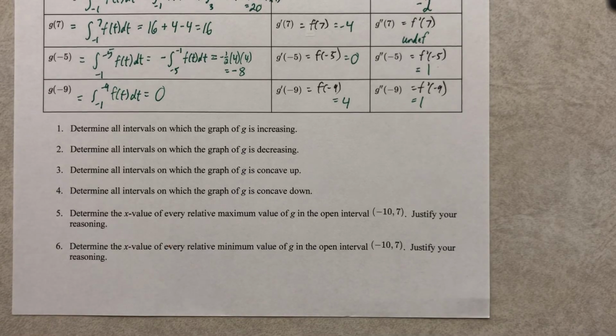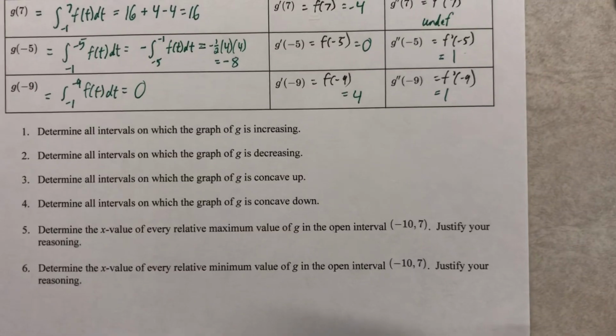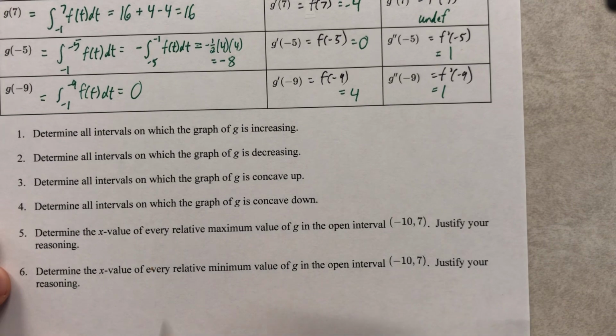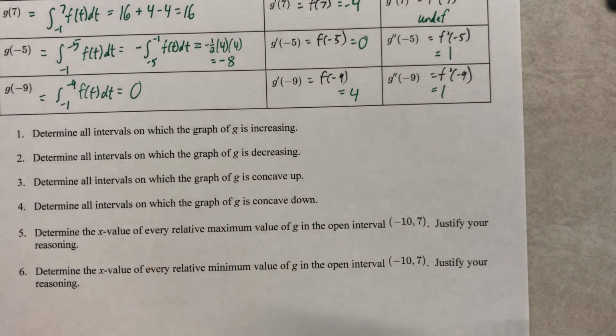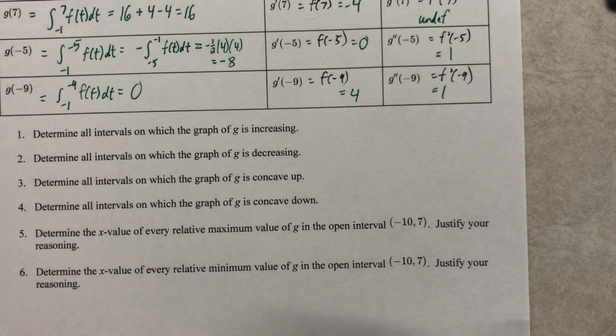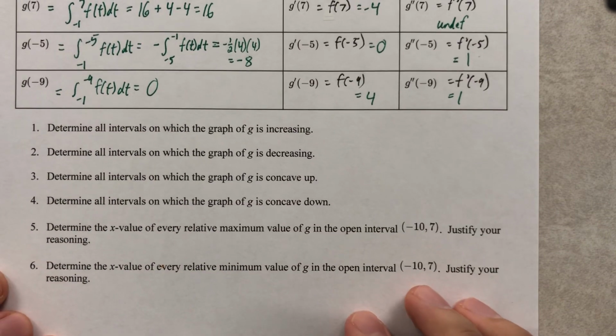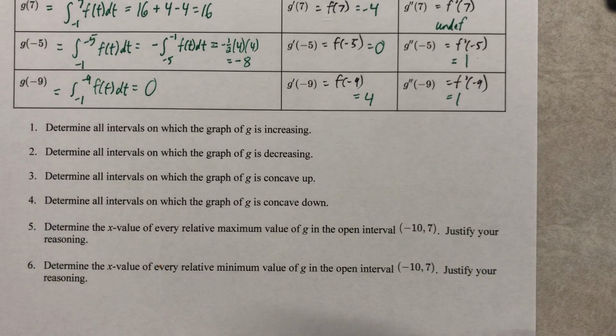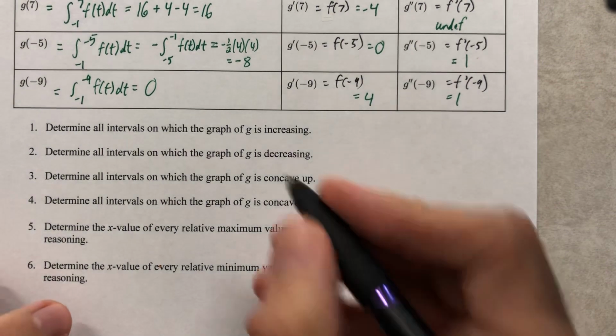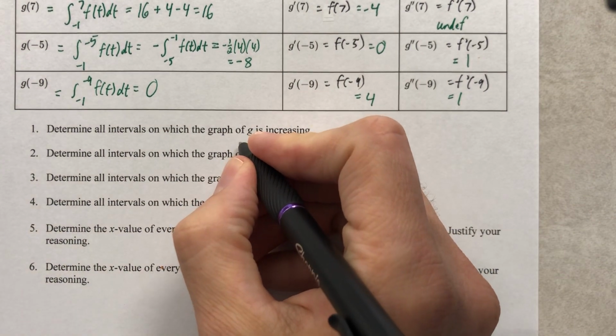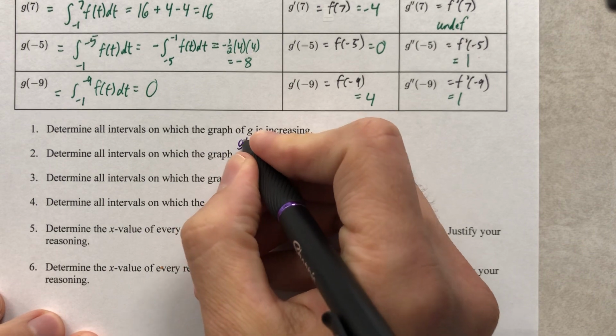Well, let's answer a few questions, and we're going to zoom in a wee bit more. We're going to determine all the intervals on which the graph of g is increasing. So when a graph is increasing, it's going up, which means its slope is positive. Let's use another word for slope. Let's call it derivative, of course. So what I really want to know is, where is g prime positive?